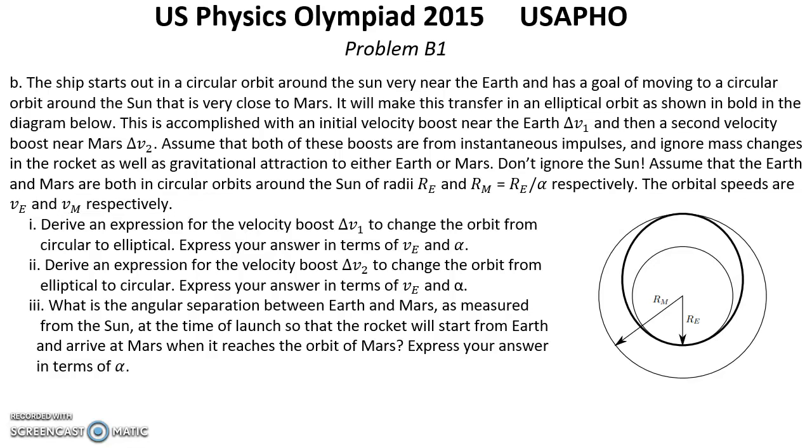Third question. What is the angular separation between Earth and Mars as measured from the Sun at the time of launch, so that the rocket will start from Earth and arrive at Mars when it reaches the orbit of Mars? Express your answer in terms of alpha.